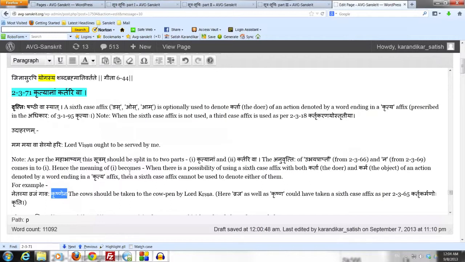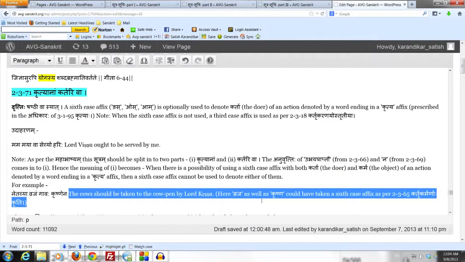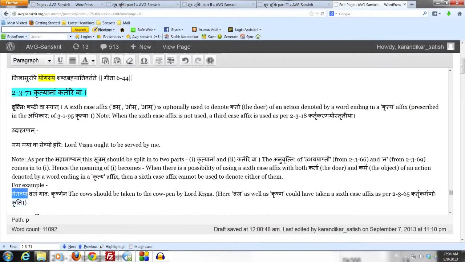So basically, this splitting of the rule is done to account for these examples when the verbal root can take two objects, and when a kritya pratyaya, a potential participle, is used and we have the secondary object and the doer in the same sentence. Then the sixth case affix could have been used to denote both of them as per 2.3.65, but now with the splitting of this rule, a sixth case affix cannot be used to denote either of them. So this splitting is only to take care of these cases where we have a dvikarmaka dhatu used along with a kritya pratyaya. Now the second part of the sutram is kartari va.